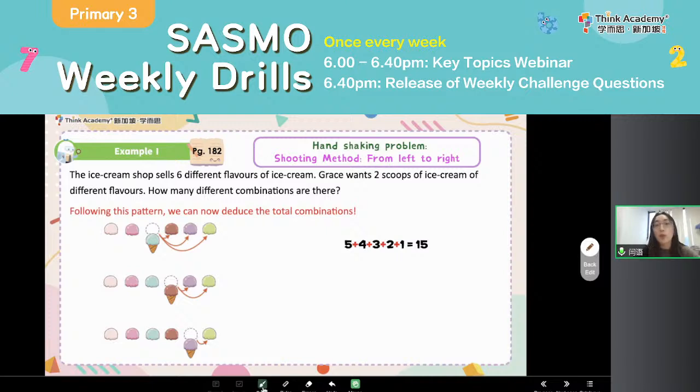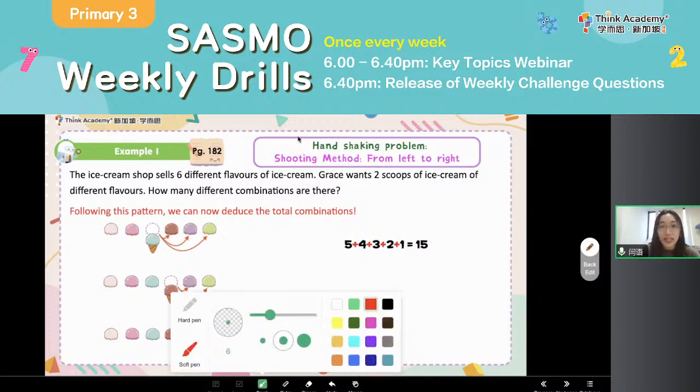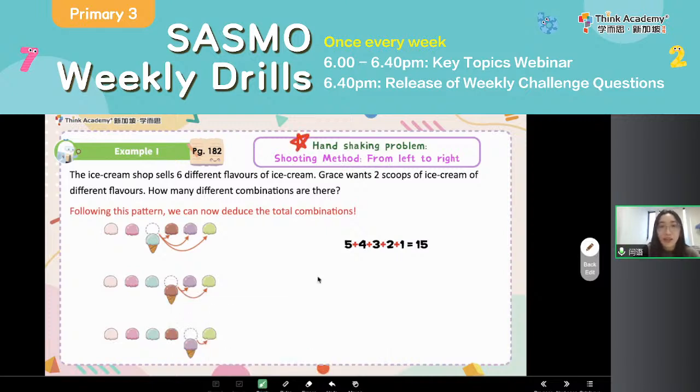Now, everyone, if you want to take some notes, please take note here. This is kind of like the handshaking problem. So what is the method we pick? That is the shooting method. So where should we start? We need to start from the left and check one by one until the rightmost one. Any question here? If you can understand the first example, please show me a thumbs up with your emoji. Quickly. Any question here?